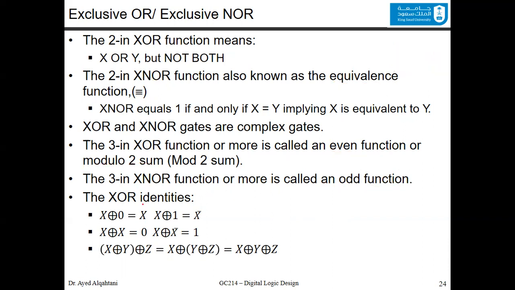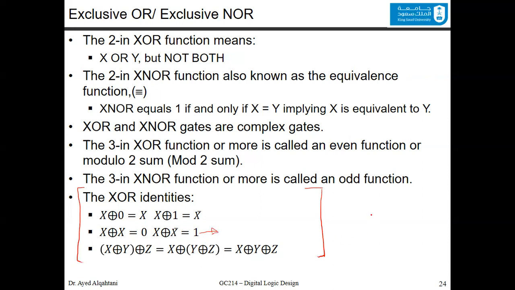Now the part that we are interested in here is applying the algebraic law. The XOR identity here, if you have X, XOR 0 is going to be X. If you have X, XOR 1 is going to be X bar. If you have X, XOR with itself, the result is going to be 0. If you have X, XOR with its opposite, the result is going to be 1, which is actually a direct implication of the truth table of the XOR.